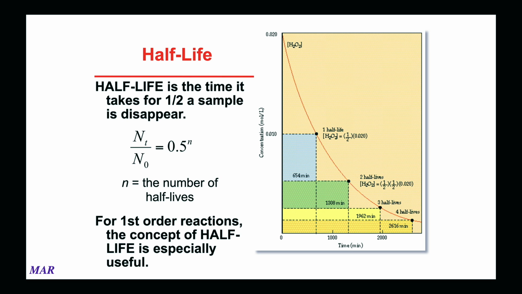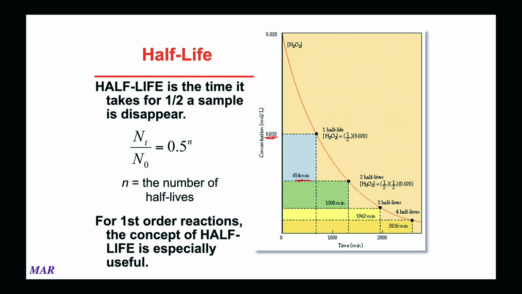Now on the graph on the right, this is a hydrogen peroxide decomposition. You're starting with 0.020 moles per liter, and the first half-life occurs when you get down to half that value, or in this case, 0.010 moles per liter. So you can see there, if you go down to the dotted line, that took 654 minutes to go from 0.020 to 0.010. So for this reaction, the half-life is 654 minutes.